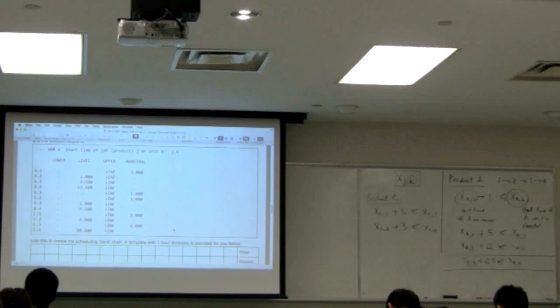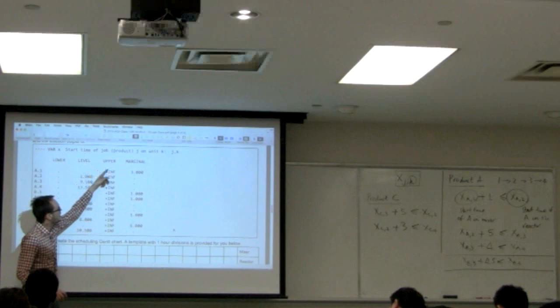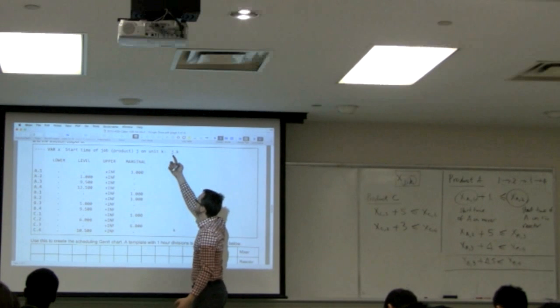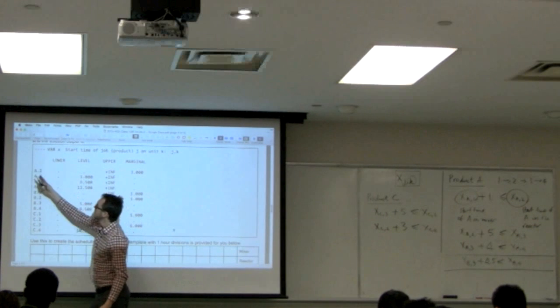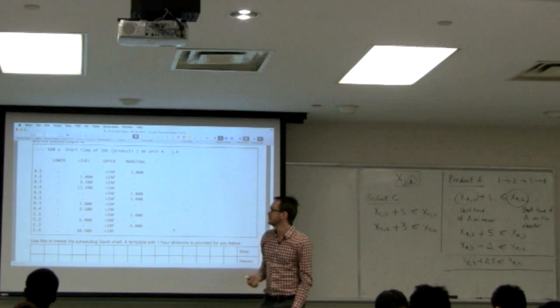Remember, these are your search variables. These are the start times of the product on the unit, and they have this notation J.K. So product dot unit: A on 1, A on 2, A on 3, A on unit 4.